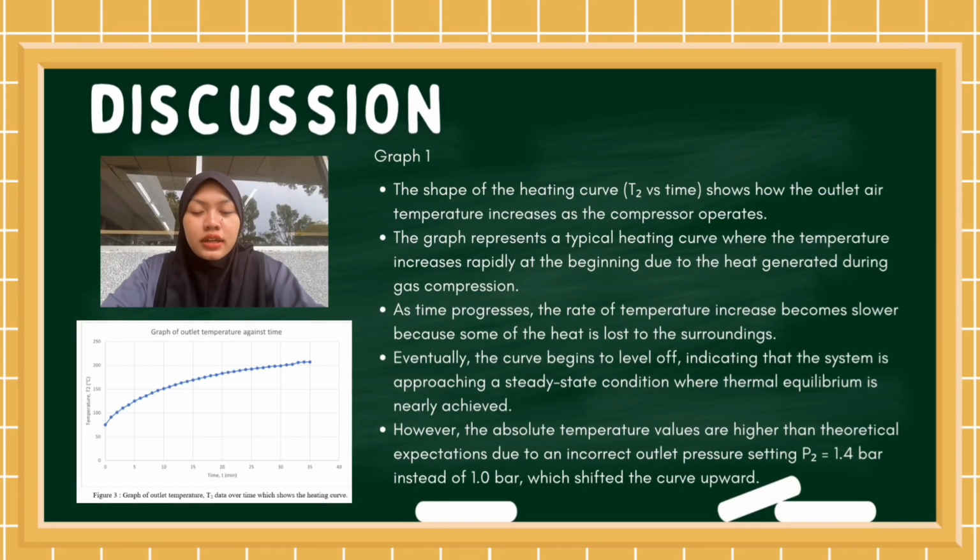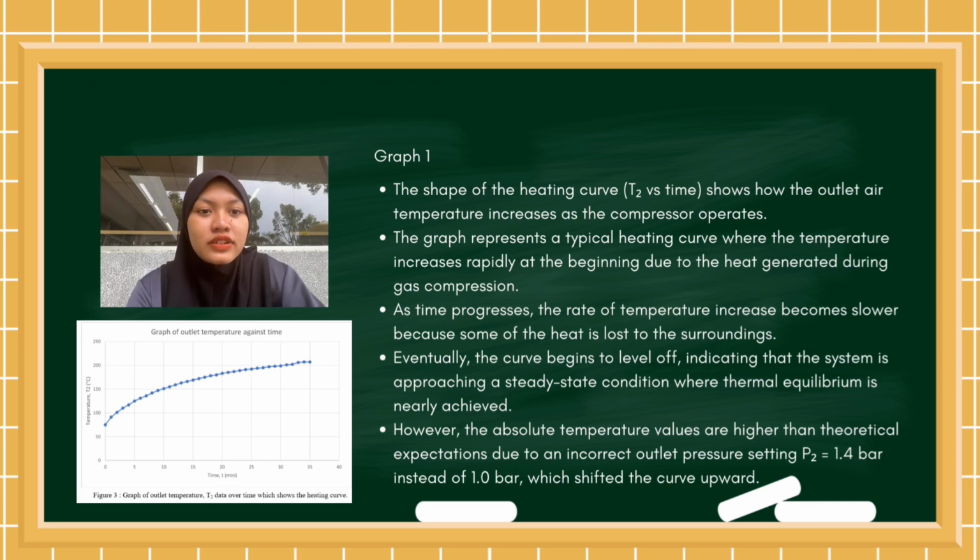As for the discussion, it requires us to discuss the shape of the graphs that we obtained. For the first graph, the shape of the heating curve, T2 versus time, shows how the outlet air temperature increases as the compressor operates. The graph represents a typical heating curve where the temperature increases rapidly at the beginning due to the heat generated during gas compression. As time progresses, the rate of temperature increase becomes slower because some of the heat is lost to the surroundings. Eventually, the curve begins to level off, indicating that the system is approaching a steady state condition where thermal equilibrium is nearly achieved.